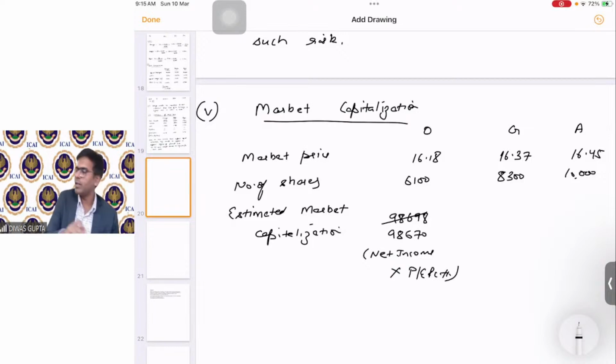Okay, then the second one is 12,350 into 11, which is 1,35,850. And the last one becomes 14,950 into 11, which is 1,64,450. Okay, so I've used net income into PE ratio, students. Yes, Mansha, your answer is correct.